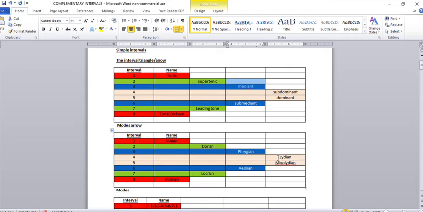And then you go to the fourth mode, which is the mode that you create from the fourth degree.